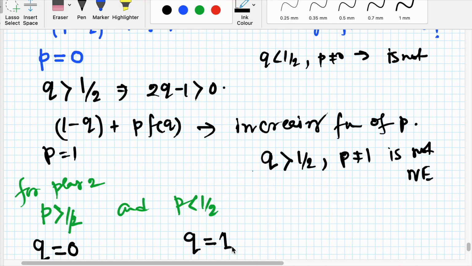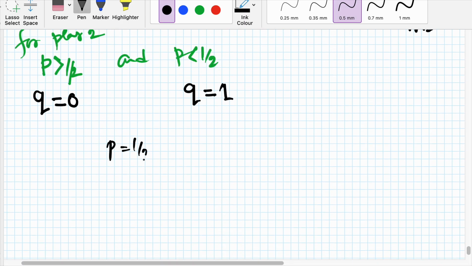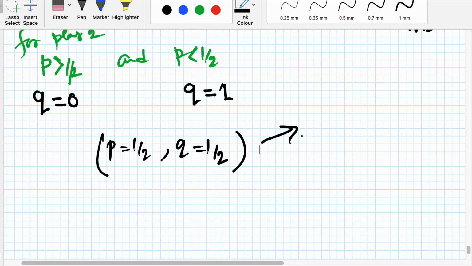So in all strategies other than p equal to half and q equal to half, which we have shown corresponds to the steady state, each player has a clear incentive to deviate unilaterally. And from p equal to half and q equal to half, no player has any incentive to change unilaterally, because no player will gain by doing so.